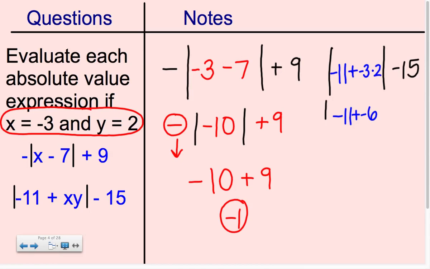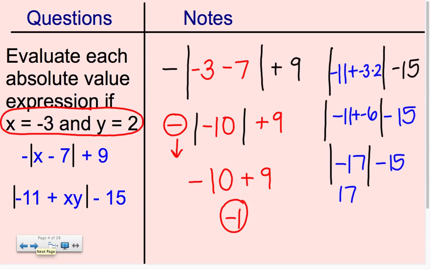Put my little lines around my equation, or I should say around my expression. All right, negative 11 plus 6 is negative 17. Minus 15. The absolute value of negative 17 is 17. 17 minus 15 is 2.